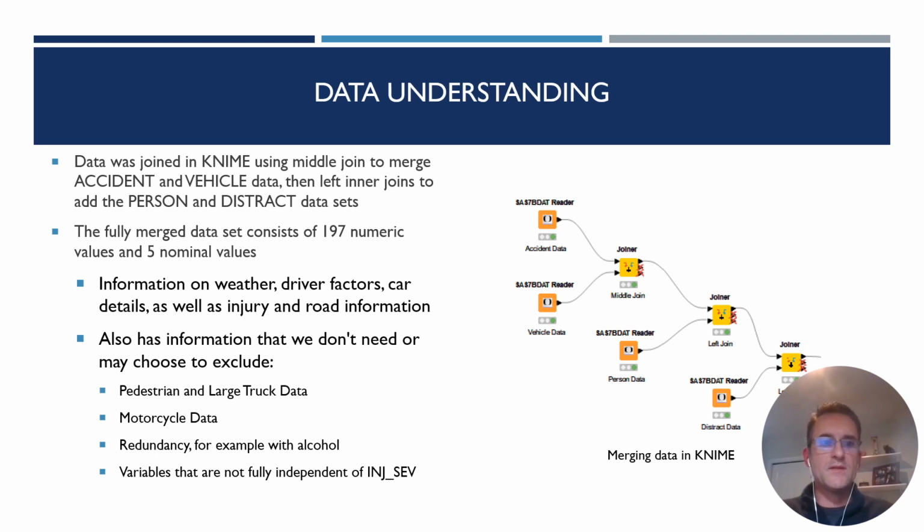Information contained in this data set includes information on the weather, on driver factors, on car details, as well as injury and road information. There's also information in this complete data set that we don't need or may choose to exclude. This includes pedestrian and large truck data, motorcycle data, some redundancy. For example, alcohol is contained in different forms in a few of the different initial data sets, and there are also a few variables in the data set that are not fully independent of our dependent variable, injury severity.